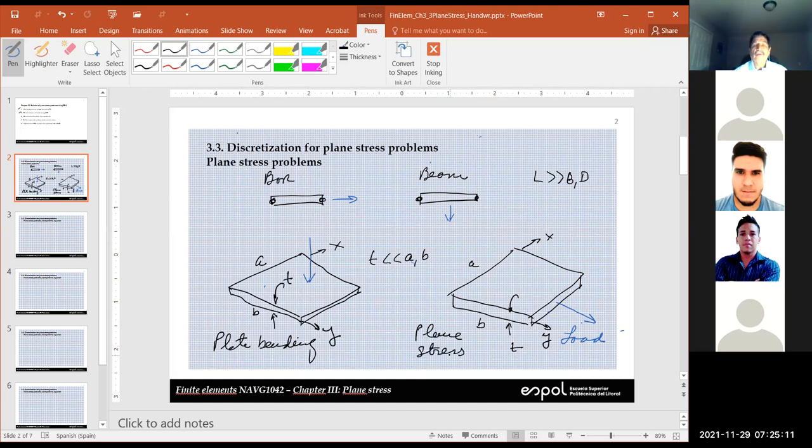Okay, so in the general case, if we have both lateral and in-plane loads, what we do basically is we superimpose effects. Similarly to what we did in the case of the bar and the beam. Okay, so let's go on.